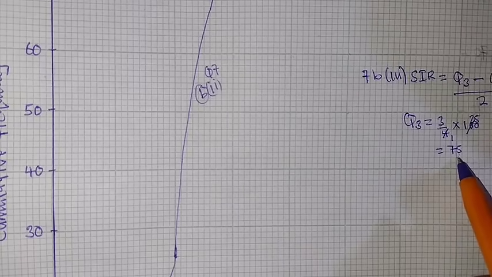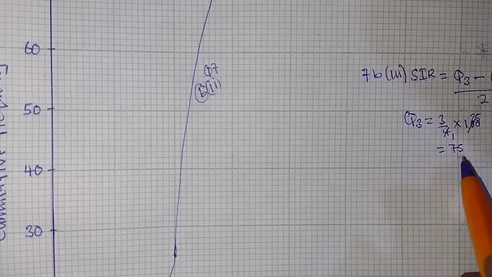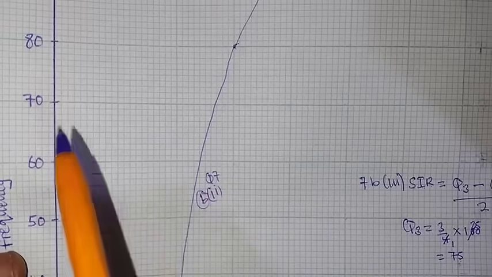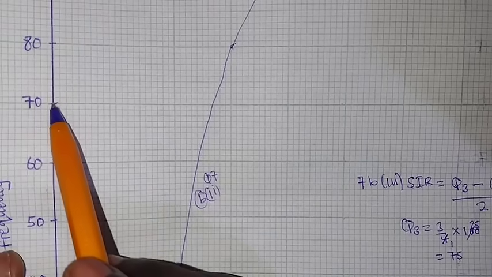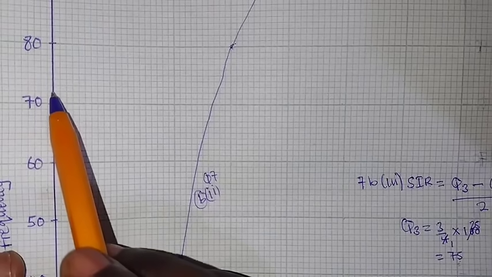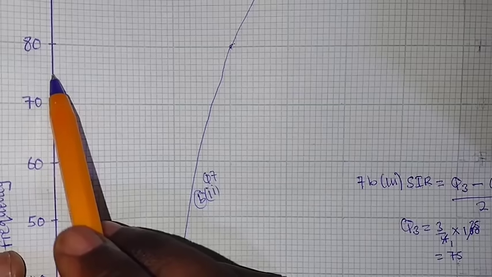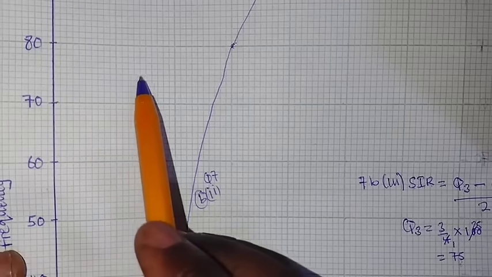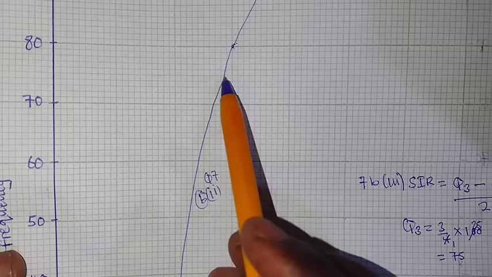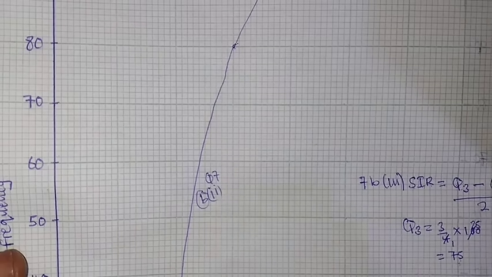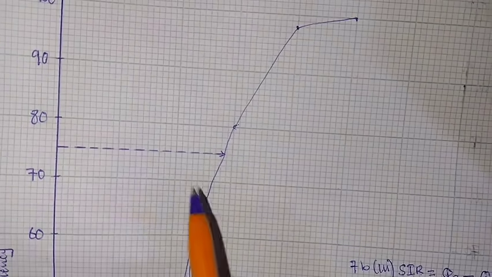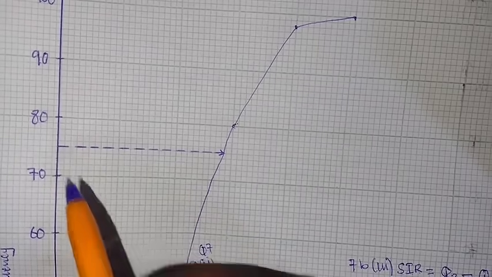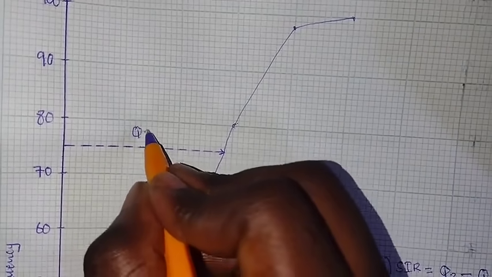After you get this 75, you are going to go to the y-axis and identify where you have the 75. This is our 70 right here, so we count from here: 71, 72, 73, 74, 75. Then you get a ruler and make the dotted line until you reach the curve. Then you drop it down. So I've made the dotted line on 75. Then you indicate, you say Q3.